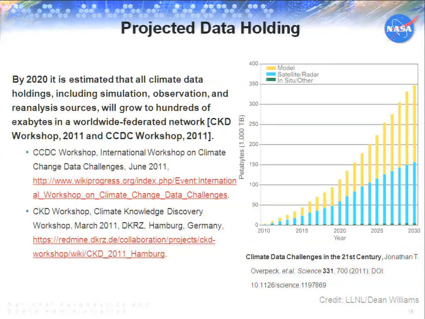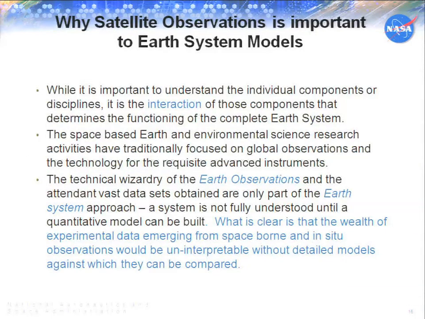And here's a document published in Science on how much data there is and how the data will grow. The blue color shows the observations, mostly satellite data, and the orange shows the model data. So we are talking about lots of data in a couple of years.